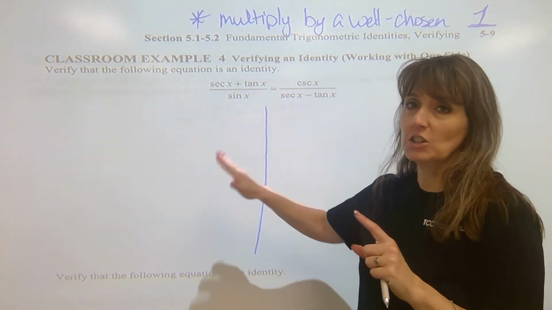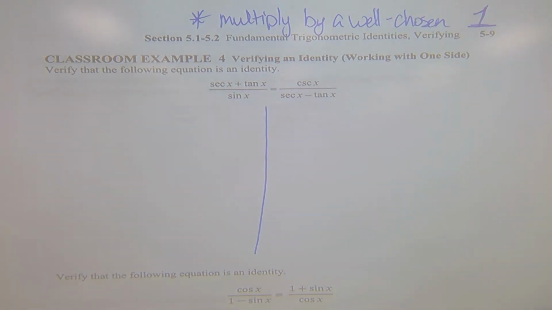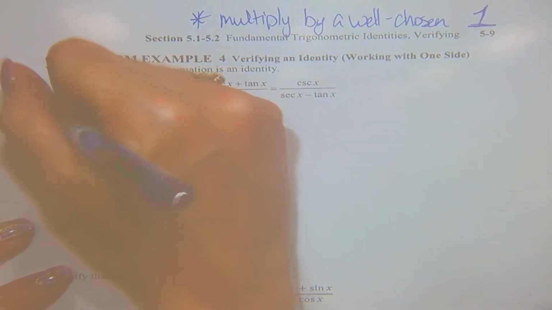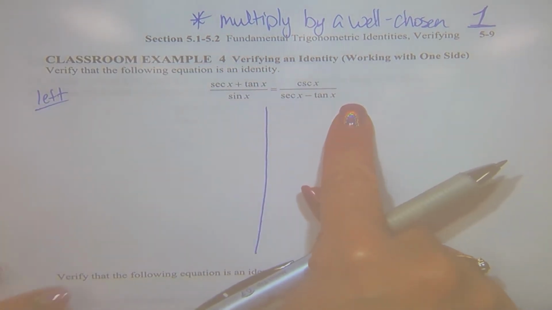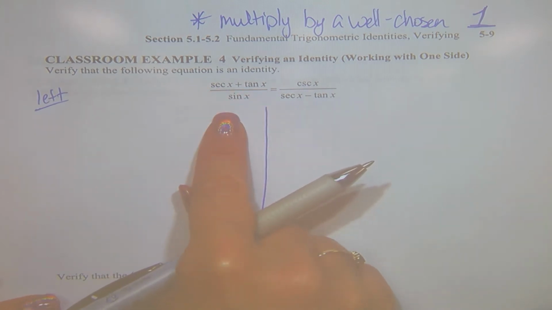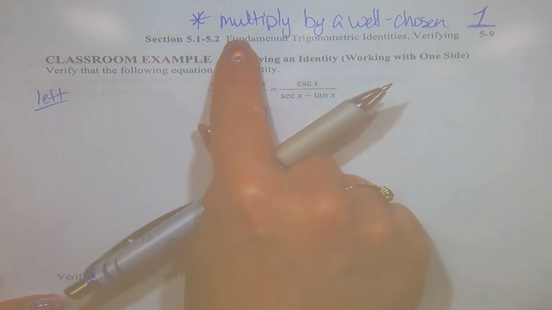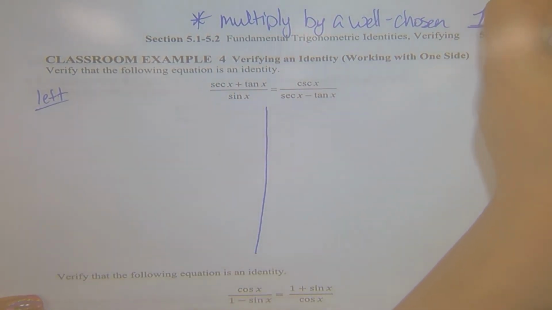Again, you don't have to go both ways. You just have to show one approach. But I want you to see your options. Okay, so working the left. If I work down the left side and try to make it match the right, I'm working with secant x plus tangent x over sine x. The tactic I'm going to use is to multiply by a well-chosen 1. You wouldn't think to do this yet, but after this you will, because now you've seen it.